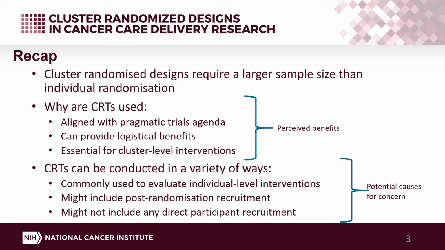But we also heard that cluster randomized trials can be conducted in a variety of different ways. So they're commonly used to evaluate individual level interventions. They might include post-randomization recruitment, or they might not include any direct participant recruitment. And it turns out that particularly these three things here become potential causes for concern and heighten the risk of bias in cluster randomized designs. So in this session, we're going to be looking at these things in more detail.